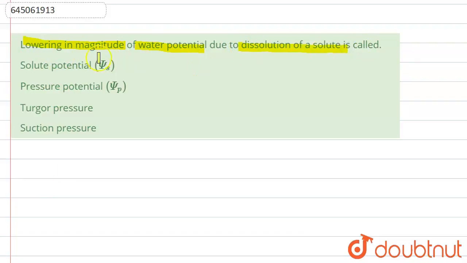Hello student, the question is: lowering in the magnitude of water potential due to the dissolution of a solute is called. Okay, this is called solute potential. What is the solute potential? The solute potential is the lowering of water potential due to addition of solute.